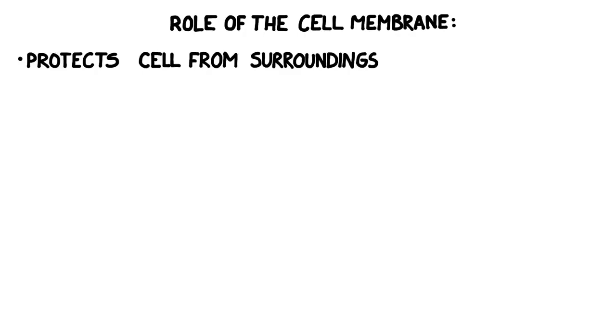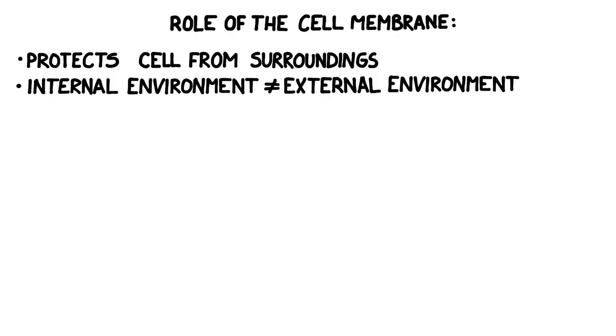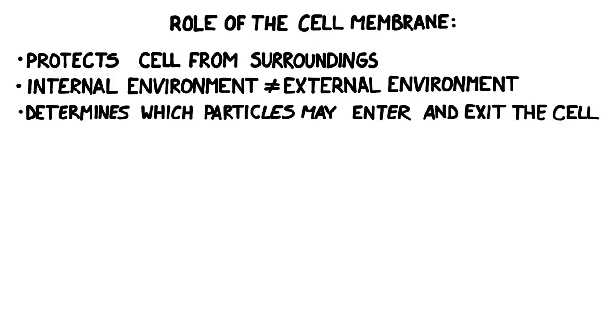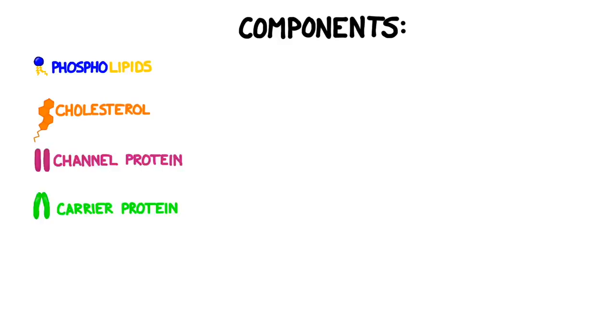The cell membrane has several major roles. It protects the cell from its surroundings, maintains an internal environment that is different from its external environment, and determines which particles may enter or exit the cell. It has many components that allow it to perform all of these functions. These include phospholipids, cholesterol, channel proteins, carrier proteins, glycoproteins, and peripheral proteins. The membrane they create is both fluid and selectively permeable.